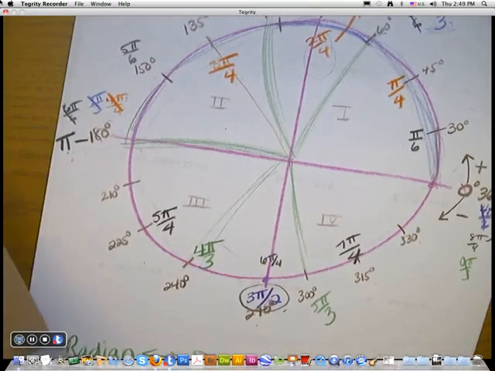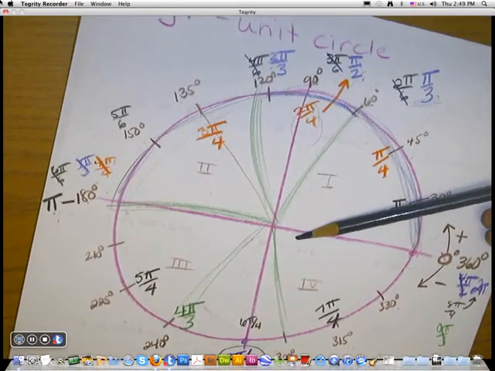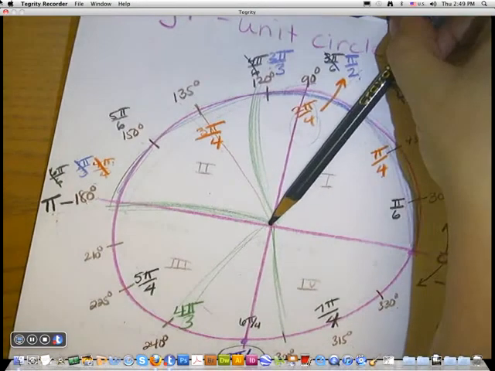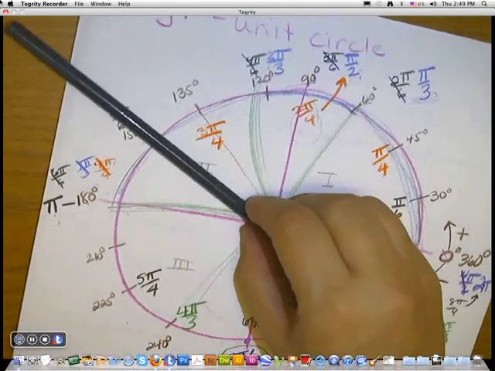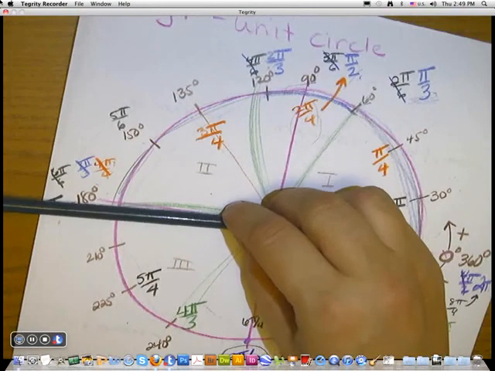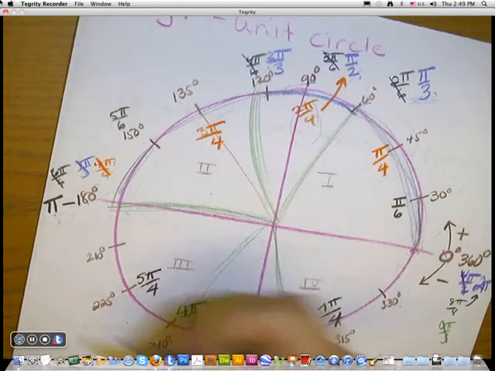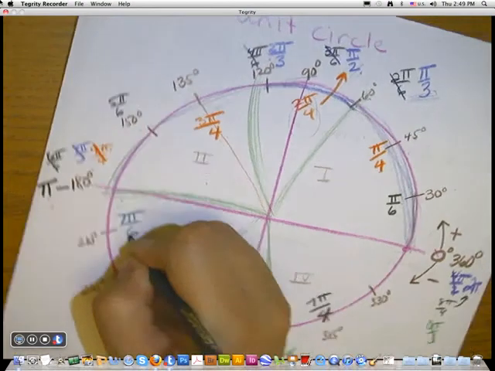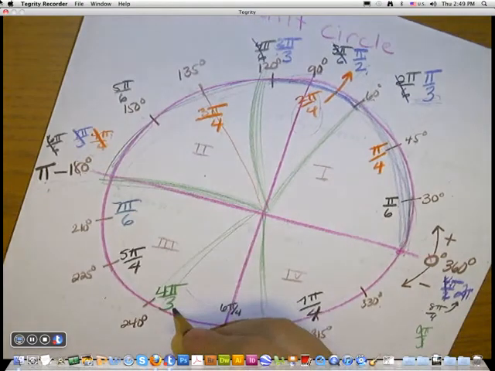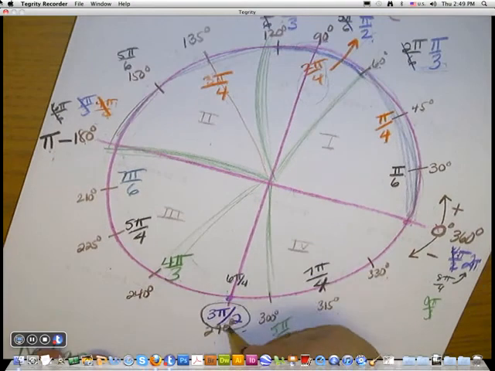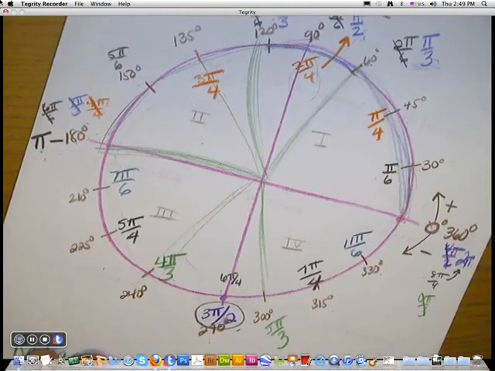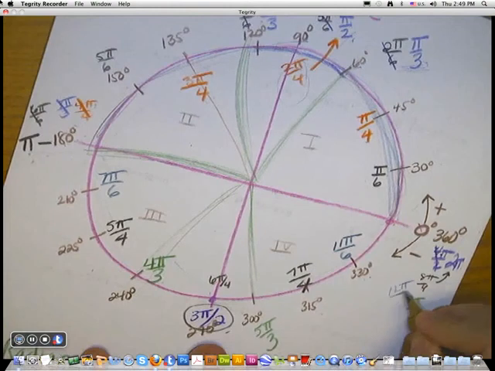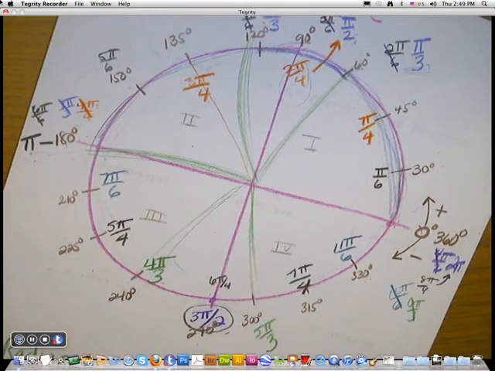And then to the 30 degrees, pi over 6, 2 pi over 6, which reduced, 3 pi over 6 reduced, 4 pi over 6 reduced, 5 pi over 6, 6 pi over 6. So the next 30 must be 7 pi over 6. 8 pi over 6 reduced. 9 pi over 6 reduced. 10 pi over 6 reduce. 11 pi over 6. And 12 pi over 6 reduces.